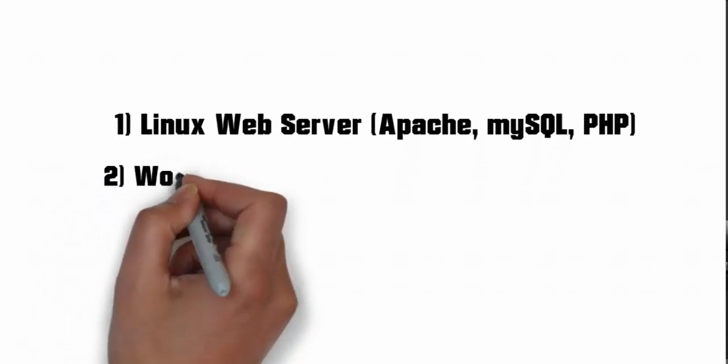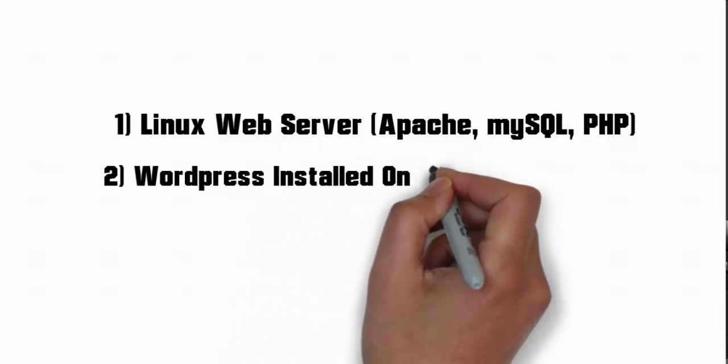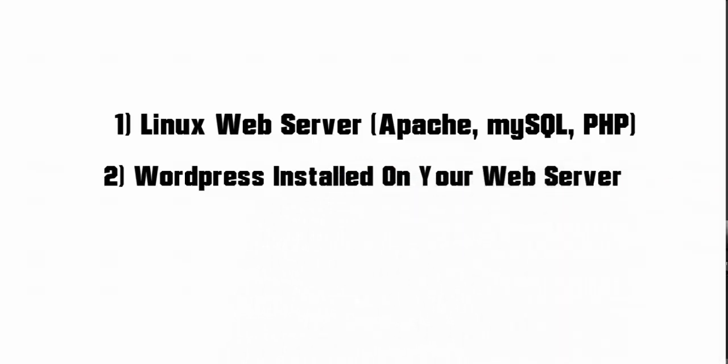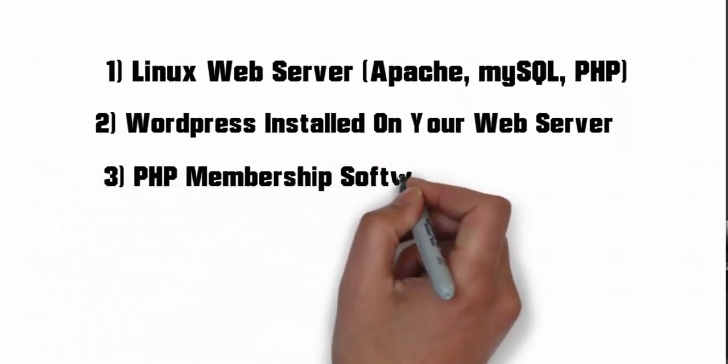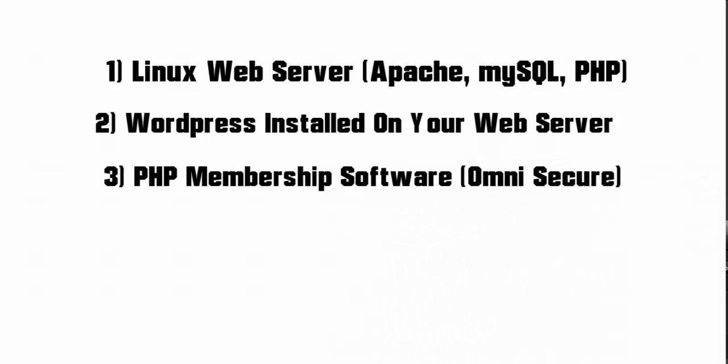The second thing you're going to need is a copy of WordPress and have that installed on your server. If you're not sure how, there are many videos that will show you how to get it installed. And last but not least, you will need a PHP-based membership software. In this case, we're going to be using OmniSecure, which is my system.